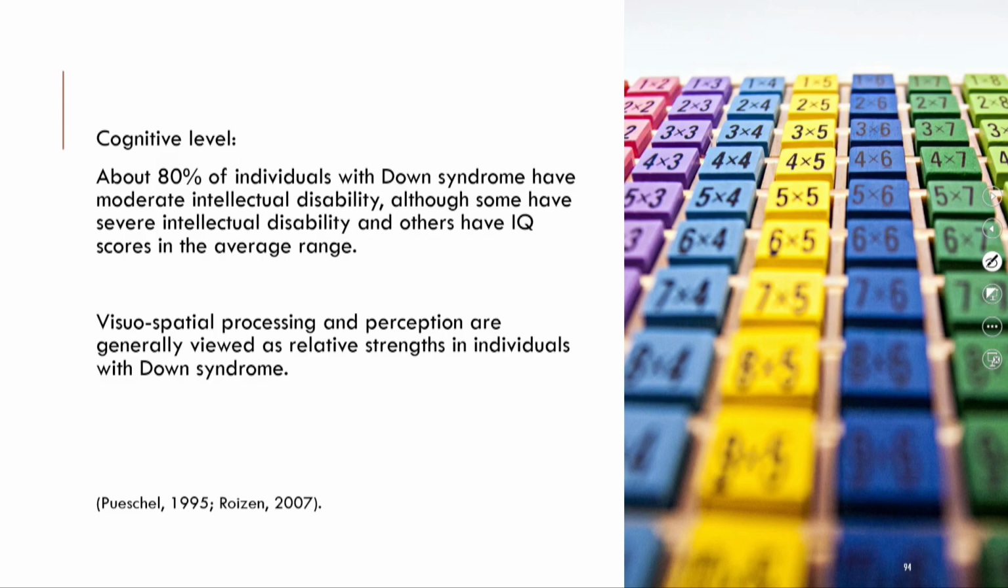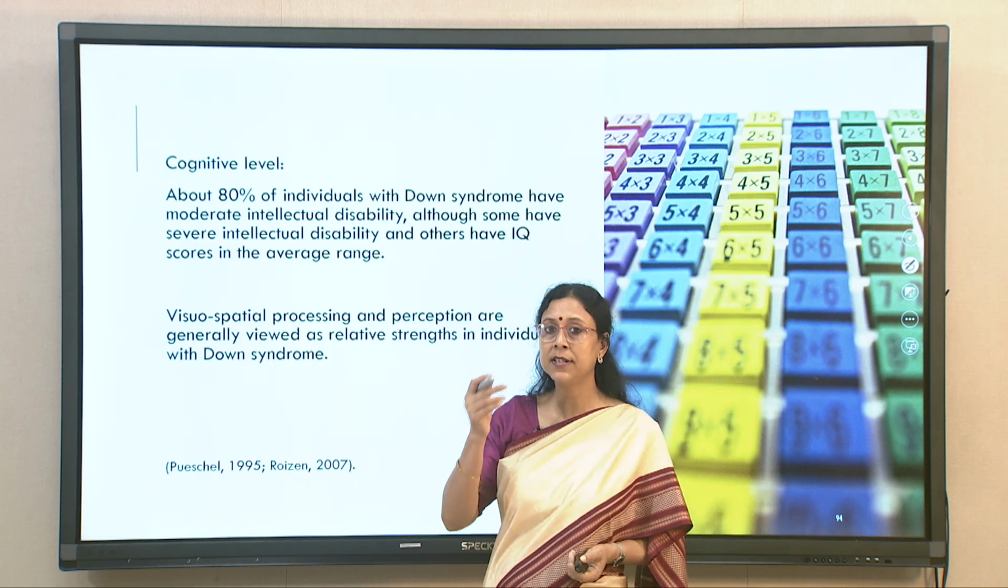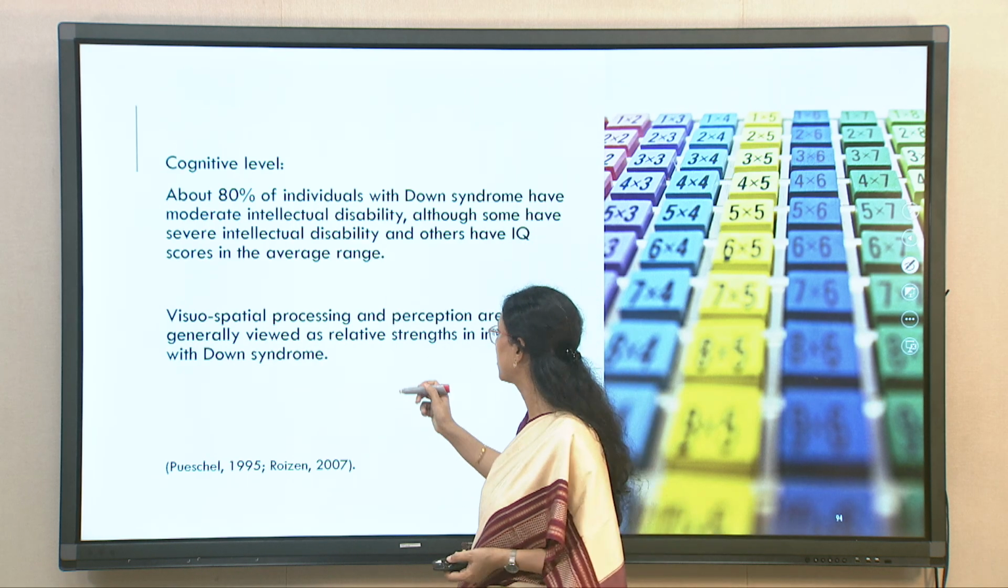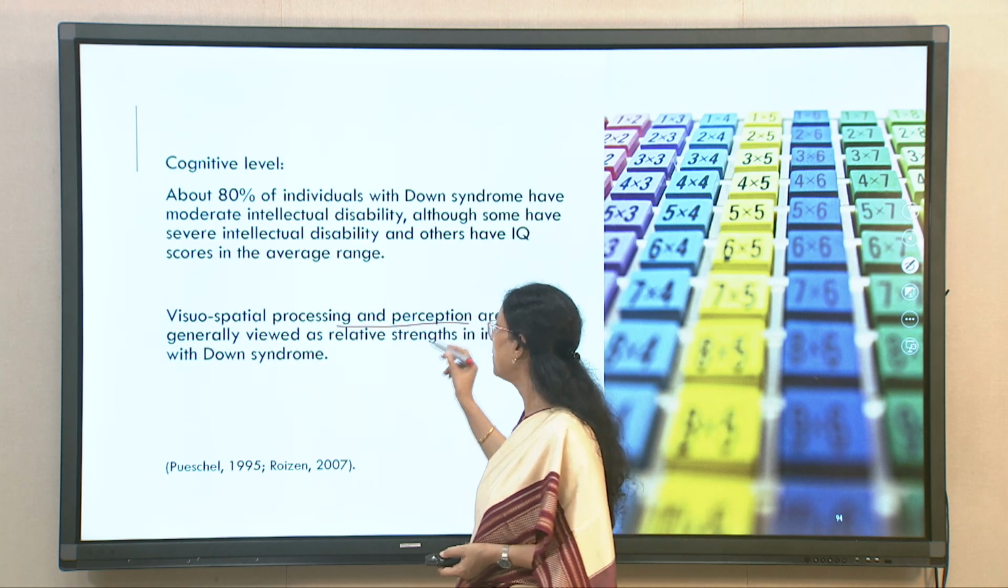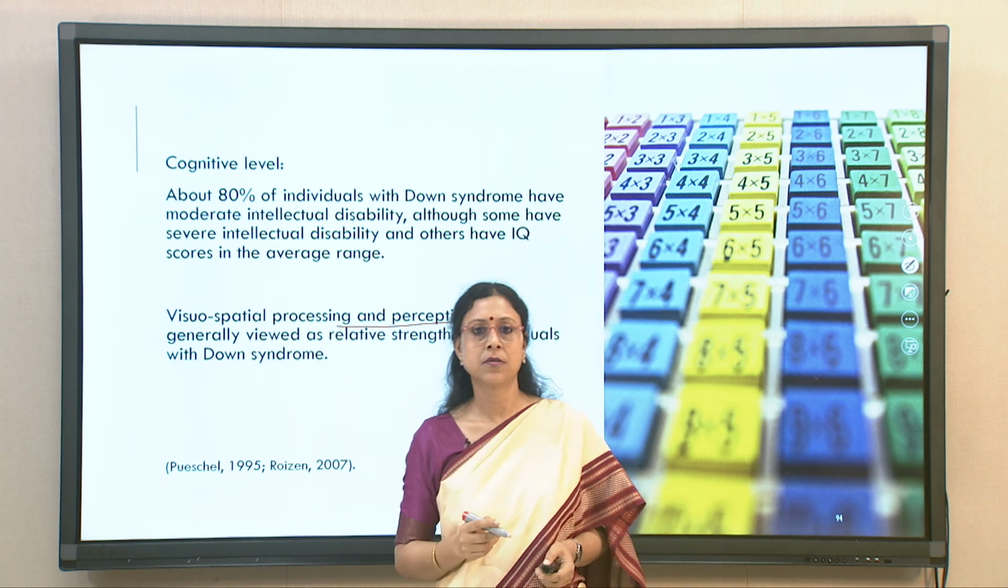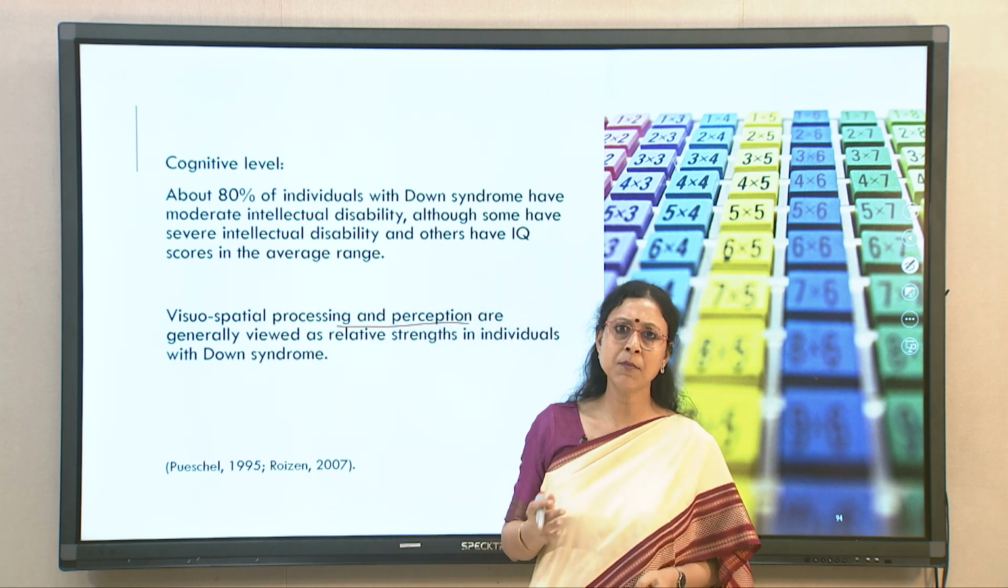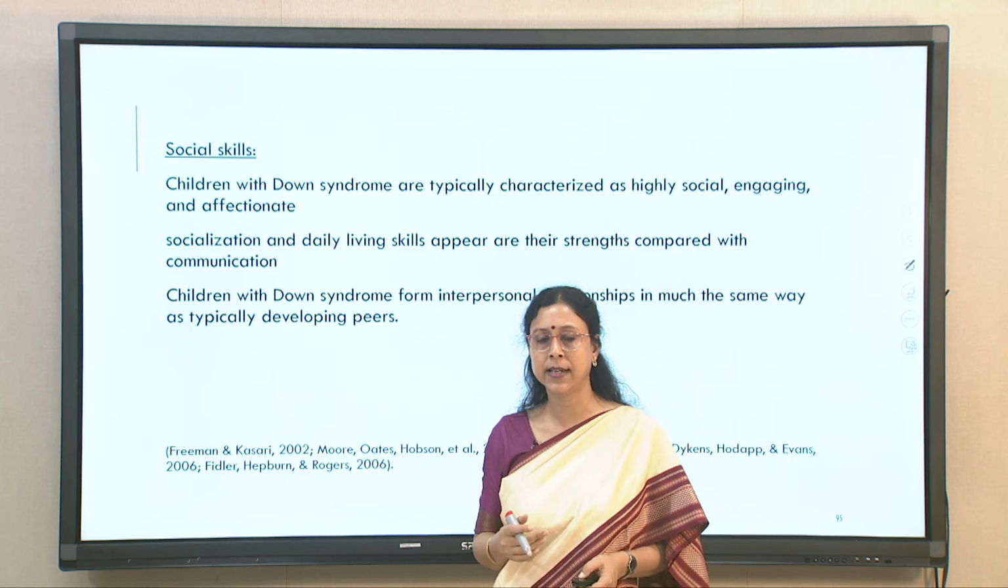Visual spatial processing and perception are generally viewed as strengths. If you recall, we looked at Williams syndrome. In Williams syndrome, the visual spatial skills were seriously affected, but in Down syndrome, that is not the case. This is one of their strengths actually. Even though other cognitive abilities may not be at par, visual spatial processing and perception are almost intact in most cases. In some cases it might be different again.